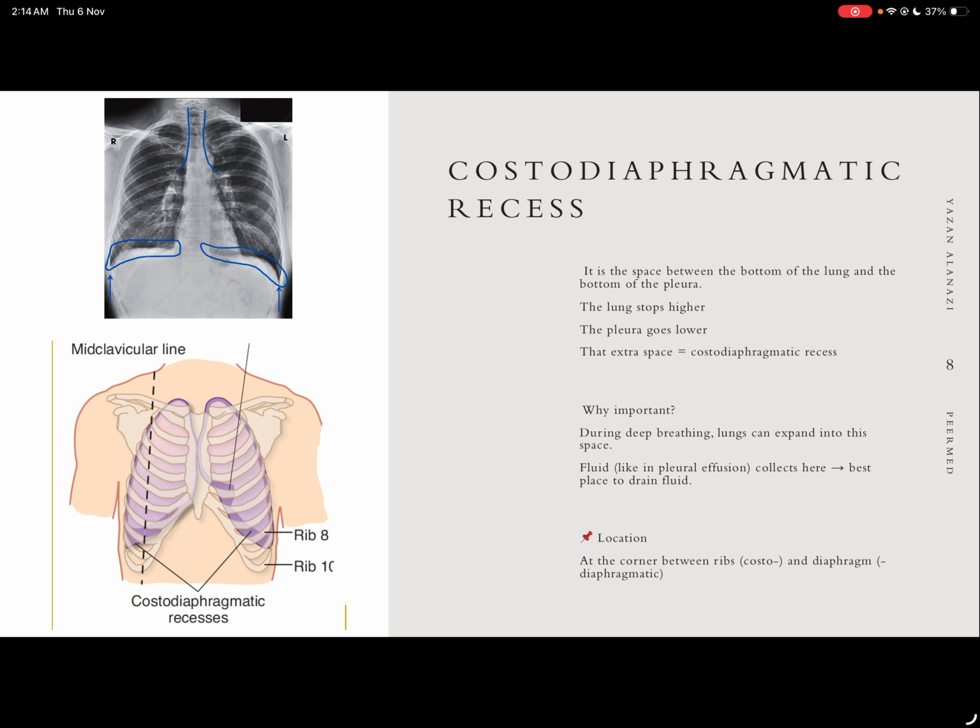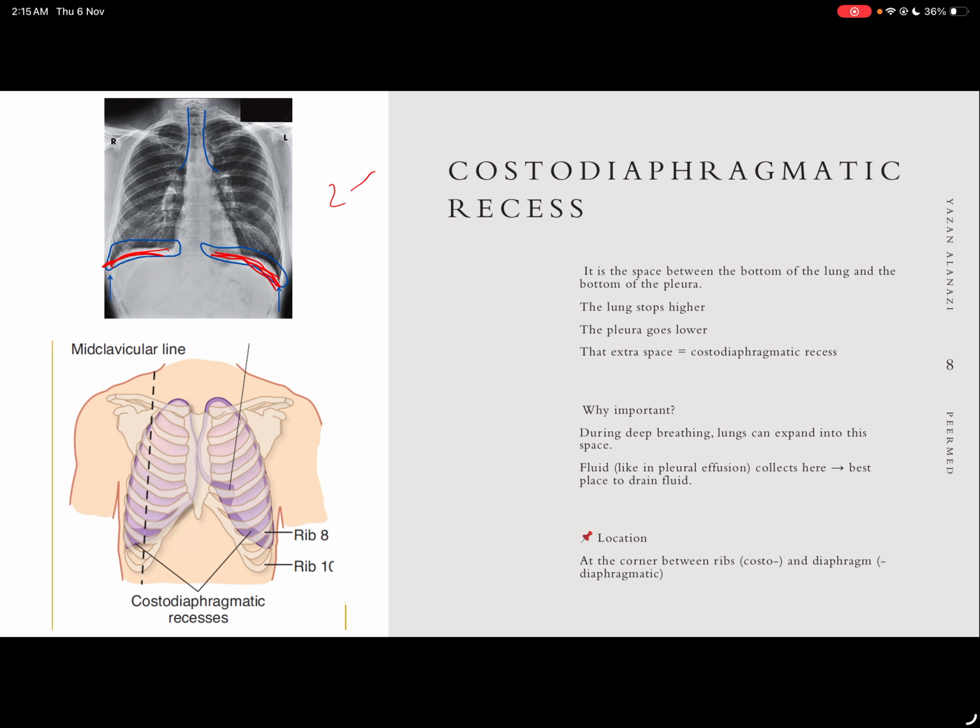Costodiaphragmatic recess. It's actually so important. I cannot say how important it is. It's the space shown here. I've attached an X-ray. We can see it beneath the lung. Why do they call it the costodiaphragmatic recess? Because it's under the costal pleura and above the diaphragm. So it's between them, just like the pleural cavity.